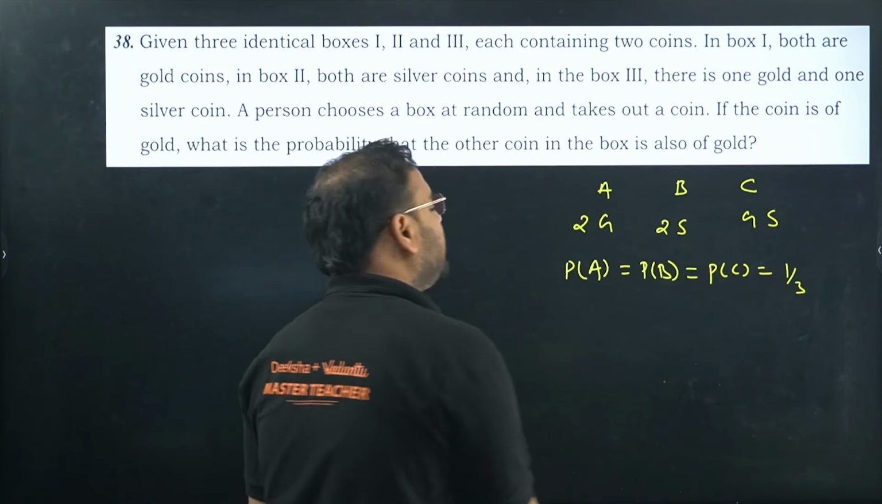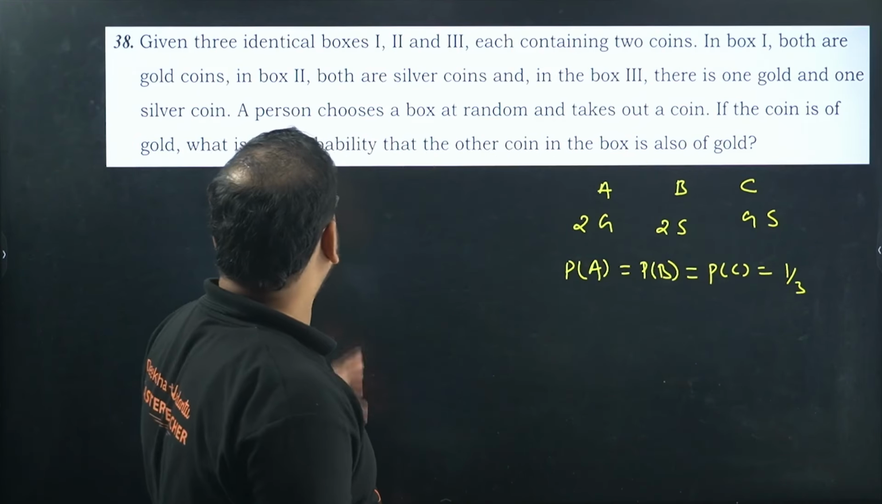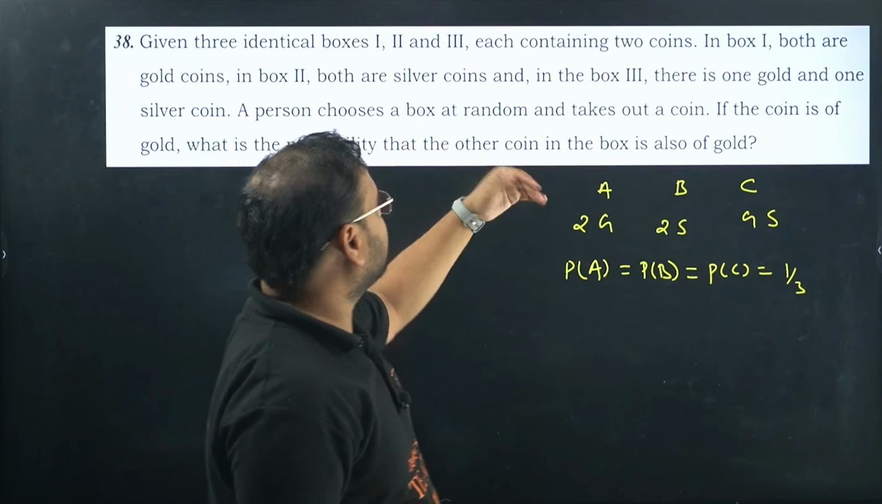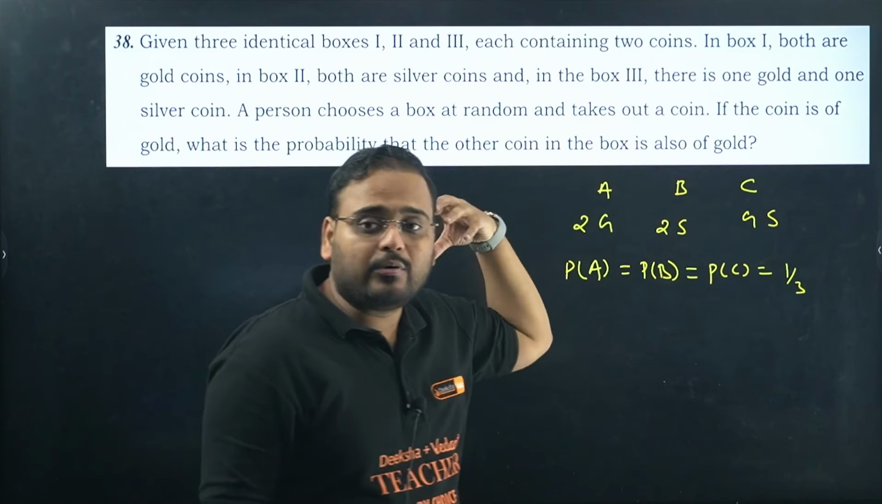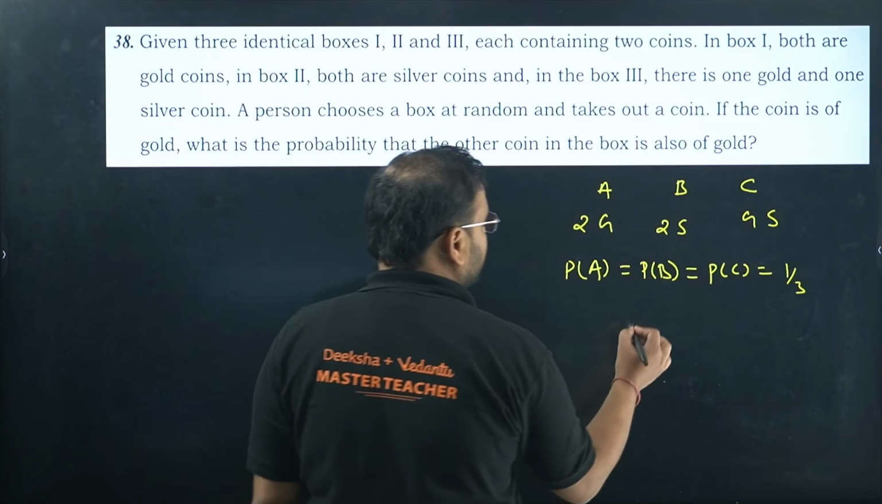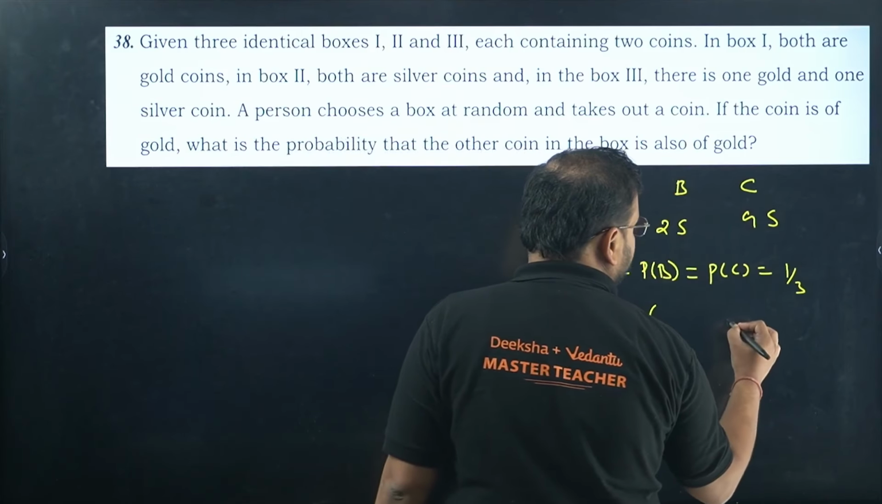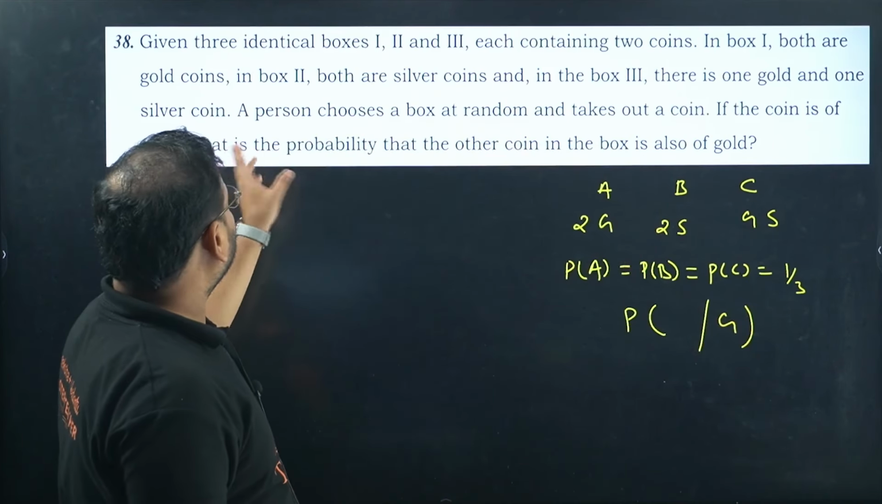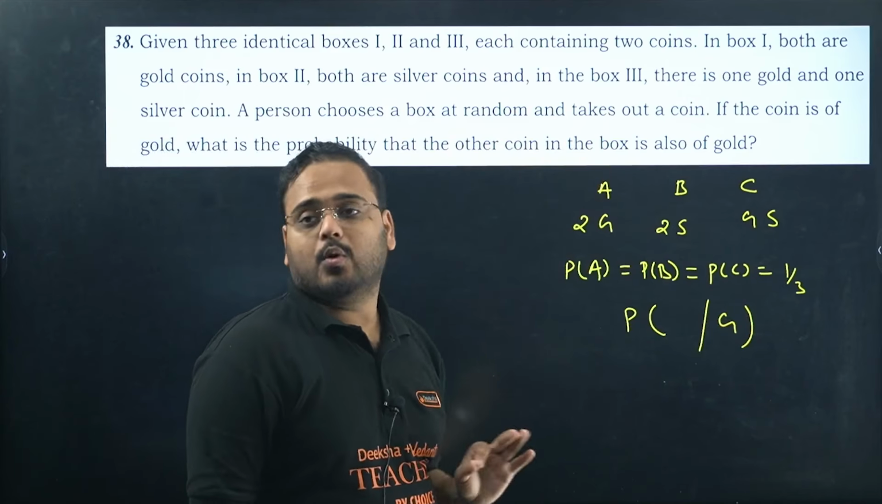This is my PA, PB and PC. Now what are they asking us? If a coin is of gold, somebody takes a coin out and the coin turns out to be gold. Let's write it over here. Person takes out a coin, it comes out to be gold. And they're saying, find the probability that the other coin is also gold.